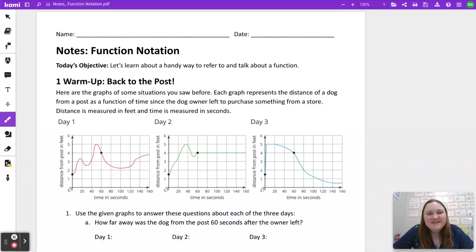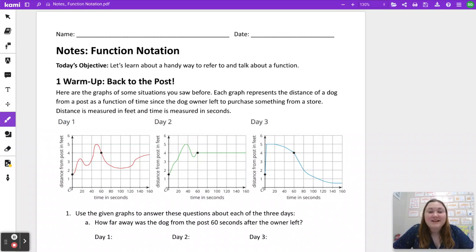Hello, algebra students. This lesson is going to be on function notation. This is our second lesson in this unit on functions. And the goal of this lesson is to talk about a handy way to refer to and talk about a function. Like I said, this is building on what we learned about yesterday with functions.